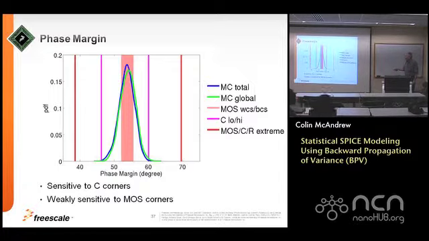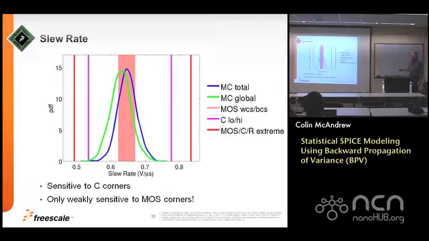So phase margin is a fairly important thing. And the key thing here is that for this distribution, if I just ran MOS best and worst case corners, I would hideously underpredict the variability of that circuit. And if I just ran every corner I possibly could, I would be significantly over-predicting what that variation is. So the corners don't do a good job of predicting the variation for this parameter.